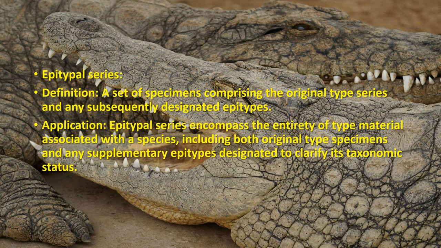Epitapal series. A set of specimens comprising the original type series and any subsequently designated epitypes. Epitapal series encompass the entirety of type material associated with a species, including both original type specimens and any supplementary epitypes designated to clarify its taxonomic status.